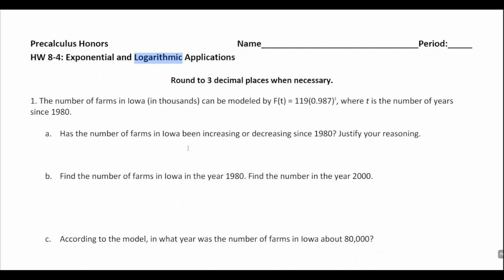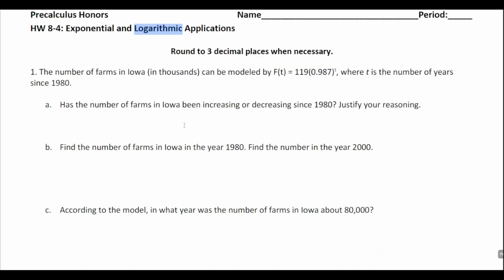Today we are working on our homework, which is going over several different situations that are going to require at some point using a logarithm to solve these real world problems. So the first one says the number of farms in Iowa in thousands can be modeled with this function where t is the number of years. First it's asking, has the number of farms been increasing or decreasing since 1980?